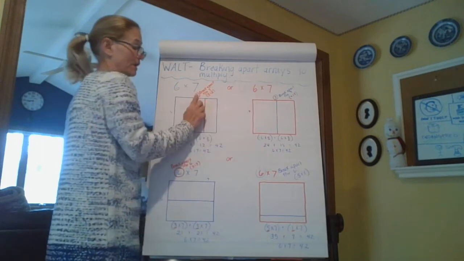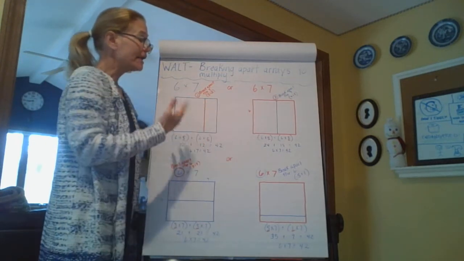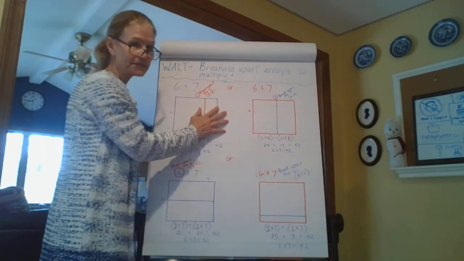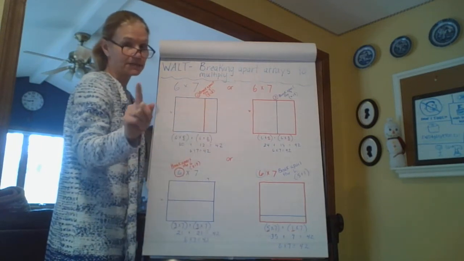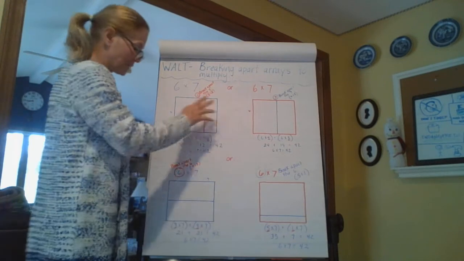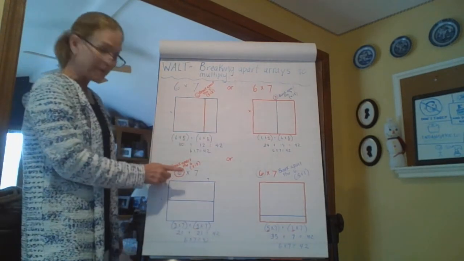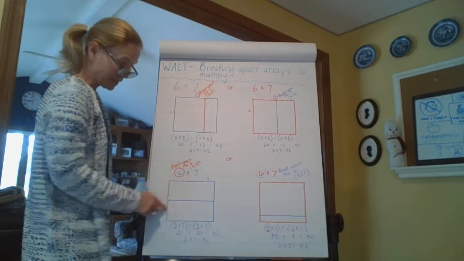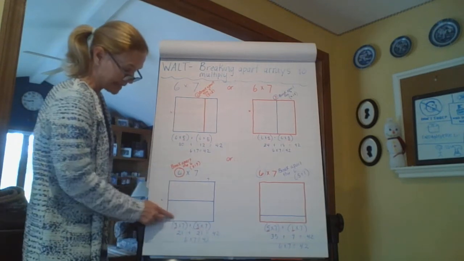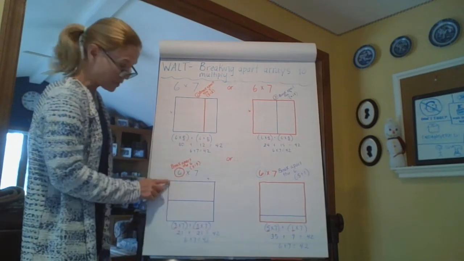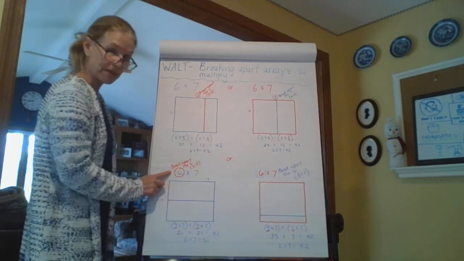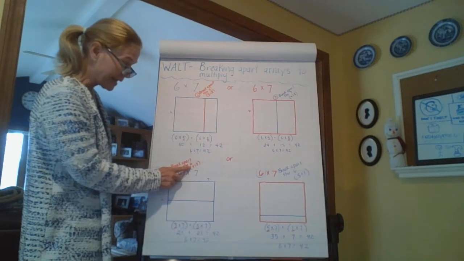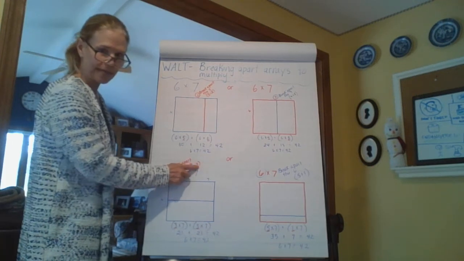Notice here, I chose this 7. I could have broken it up into 6 plus 1. There are many ways to do this. It all depends on what facts you know. Come this way. Maybe I wanted to break up the factor 6. So now I'm breaking up the number of rows. I drew my same array, 6 rows with 7 in each, because that is my big problem. But now I'm breaking apart my 6.